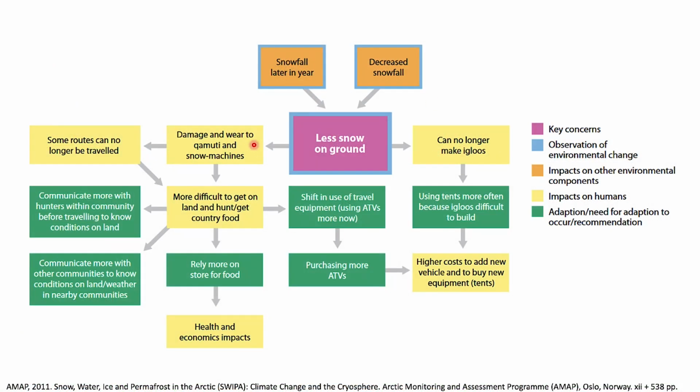So here is a chart explaining many of the changes that are happening. When there is a change in the cryosphere, that means less snow on the ground. Why or how it happens is because this may be due to decreased snowfall, or it may be snowfall later in the year. So these two lead to less snow on the ground, and this has various impacts.